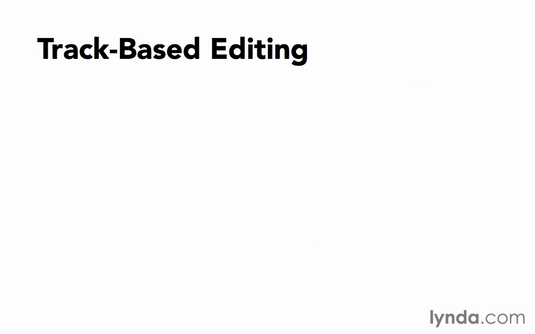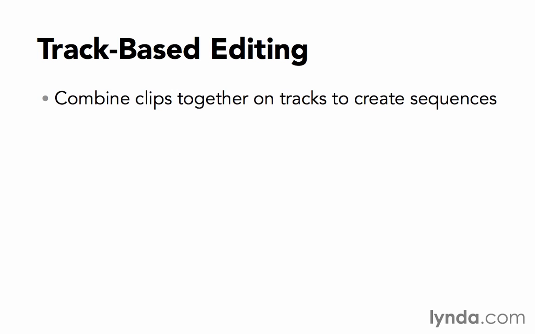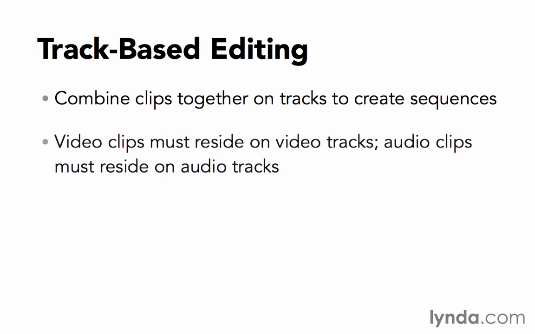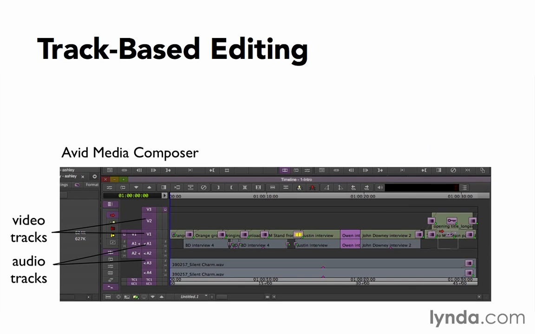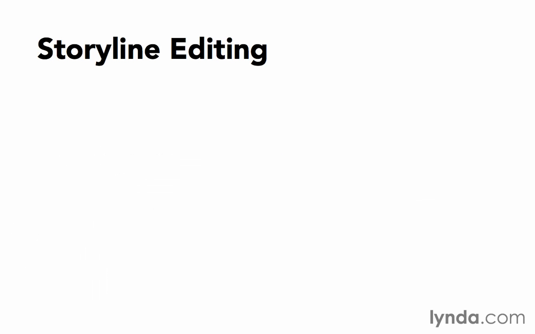Up until now, most editing applications, including all previous versions of Final Cut Pro, have been based on the concept of track-based editing, where you can have a large number of tracks in which you edit segments of video and audio together to create sequences. In this model, video clips must reside on video tracks and audio clips must reside on audio tracks. And most of the elements within the track-based model are independent. So if you move a shot around, then the other video and audio elements in the timeline remain where they're at. In Final Cut Pro X, things are a little different.